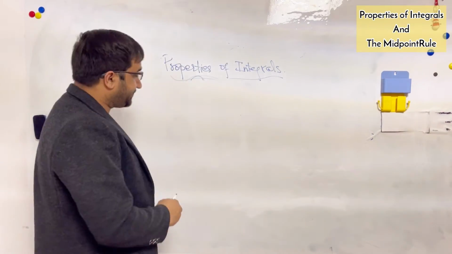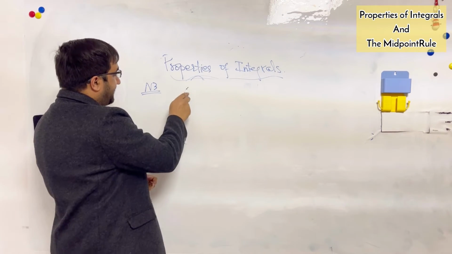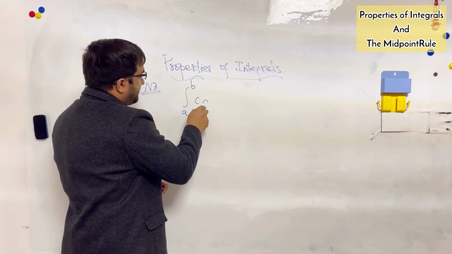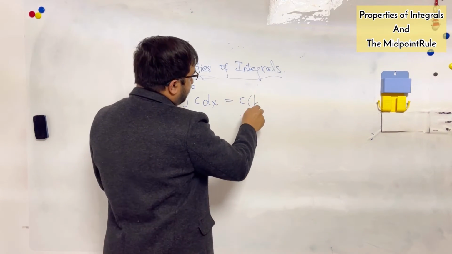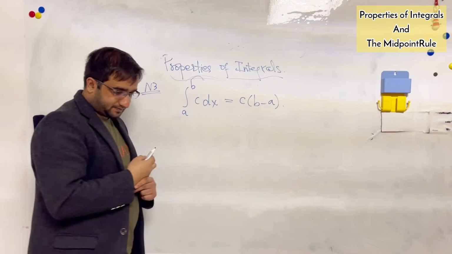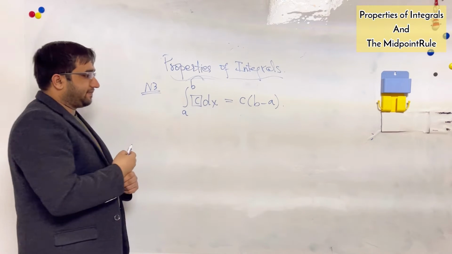Property 3. Integral from a to b of c dx is equal to c times (b minus a). Now what does this mean?